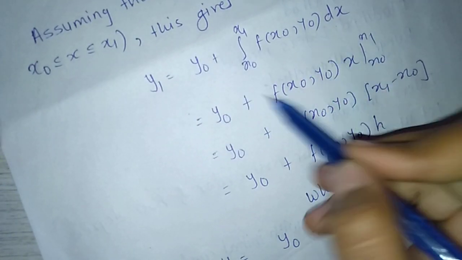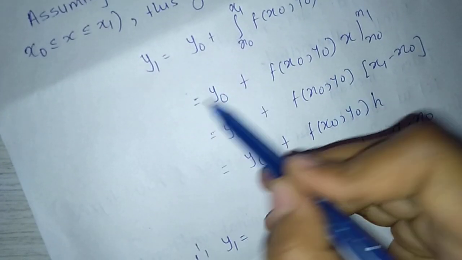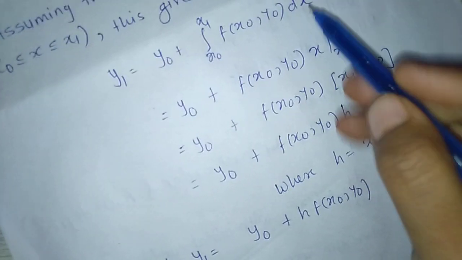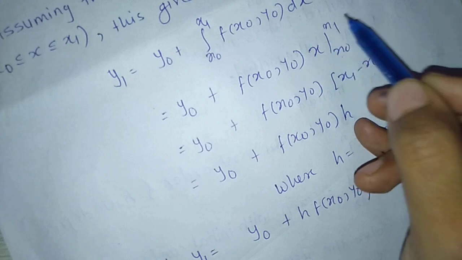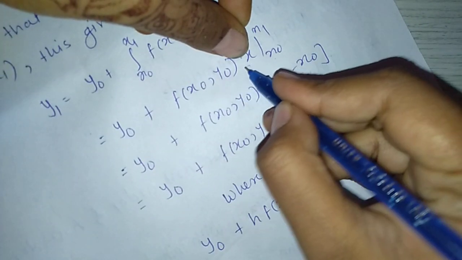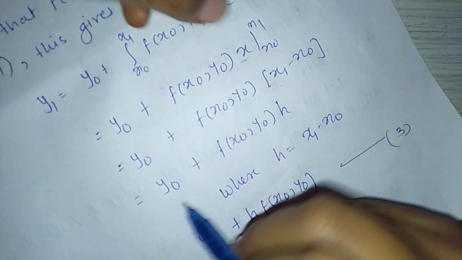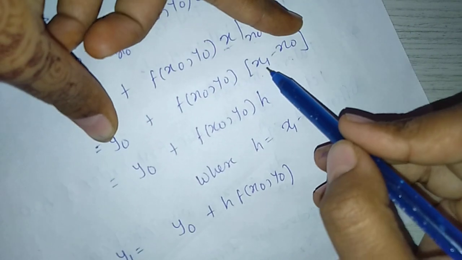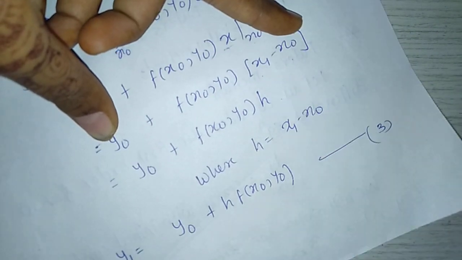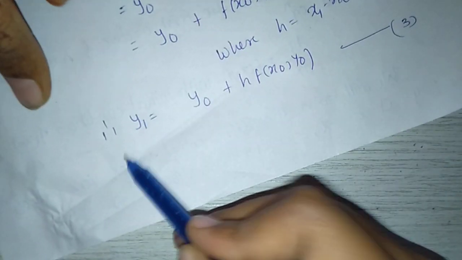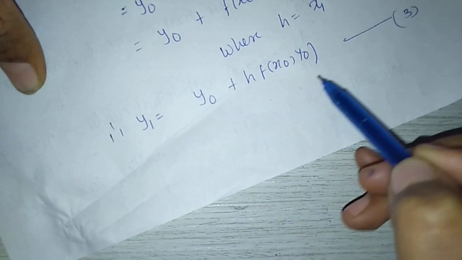So take constant value outside of the integration, equal to y0 plus f of x0, y0, and integration x0 to x1 dx is x and limit of x is x0 to x1. After putting the limits of x, we get x1 minus x0, equal to y0 plus f of x0, y0 times h, because here x1 minus x0 is h, interval of differencing, means where h equal to x1 minus x0. Therefore y1 equal to y0 plus h f of x0, y0, give as equation number 3.